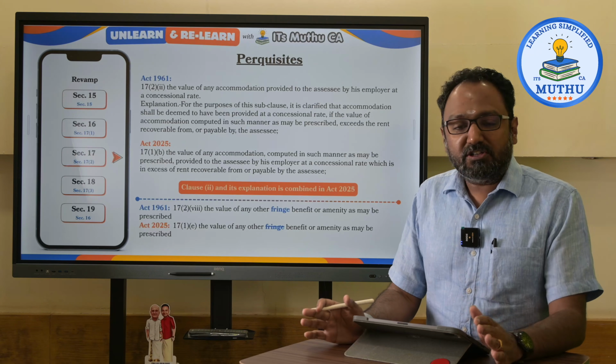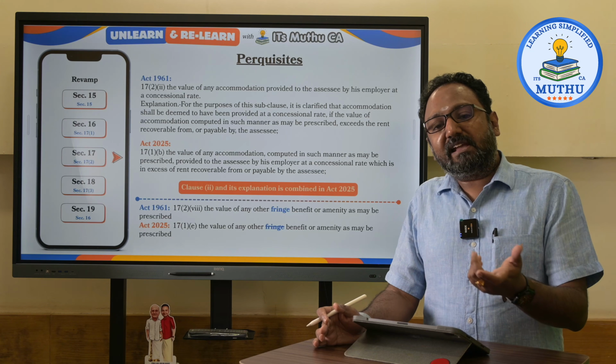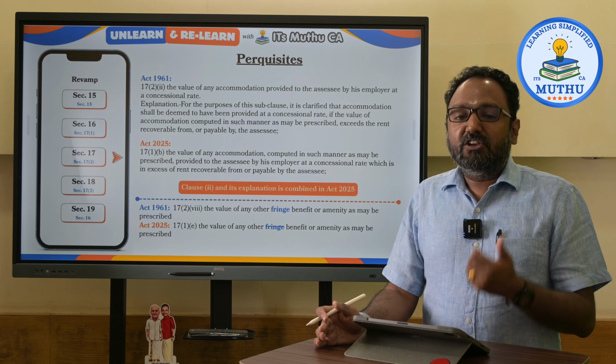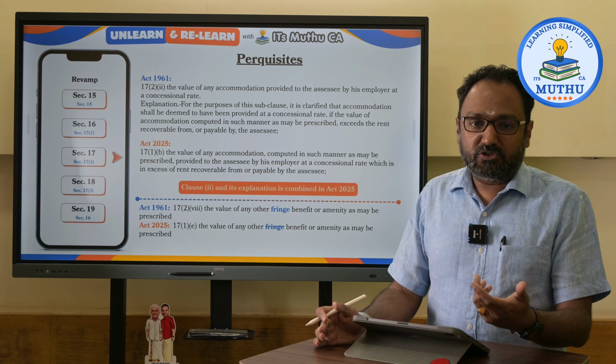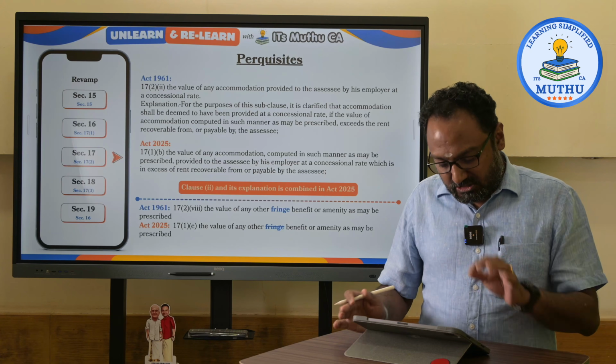Fringe benefit tax was abolished long back. It is no more valid. It is not at all there. Then why unnecessarily carry the word fringe alone? So the word benefit alone is used. So the fringe was removed. So the word benefit or amenity, there is no change.